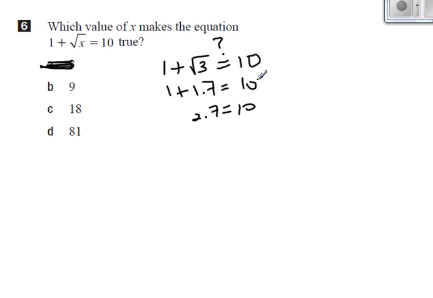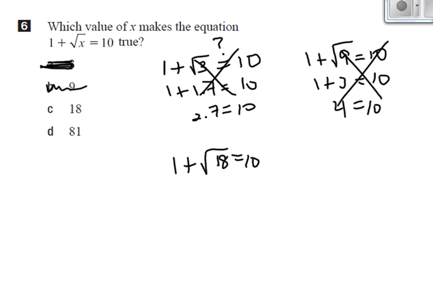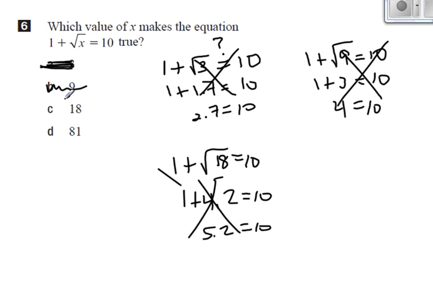So let's keep going. If I take 9, is 1 plus the square root of 9 equal to 10? Well, the square root of 9 is 3. So 1 plus 3 is 4. 4 is not equal to 10. So I know that it's not this one. Let's look at C. Is 1 plus the square root of 18 equal to 10? Well, in my calculator, the square root of 18 is about 4.2. 1 plus 4.2 is 5.2, and that is still not equal to 10. So I really hope it's D.